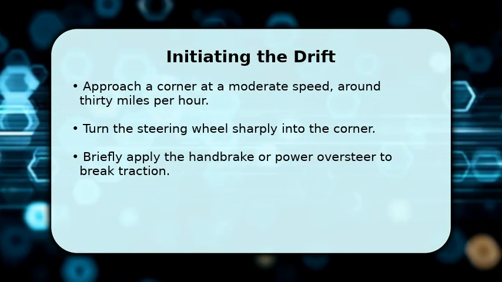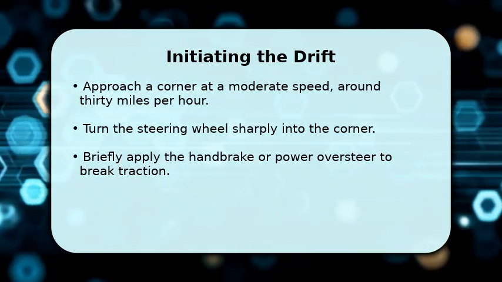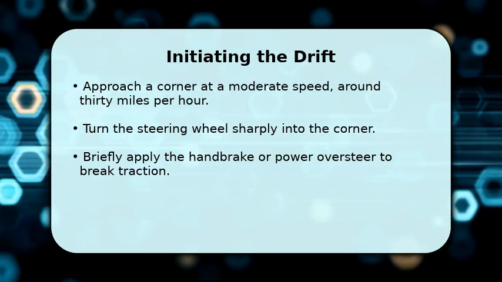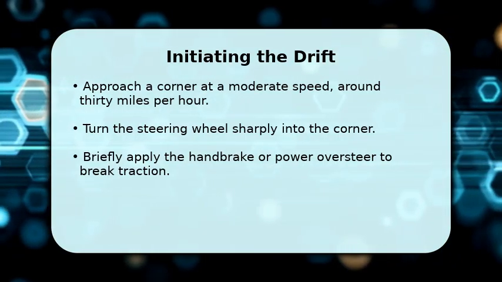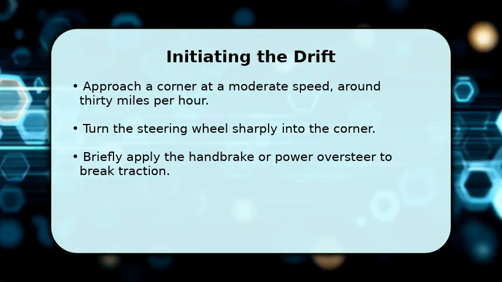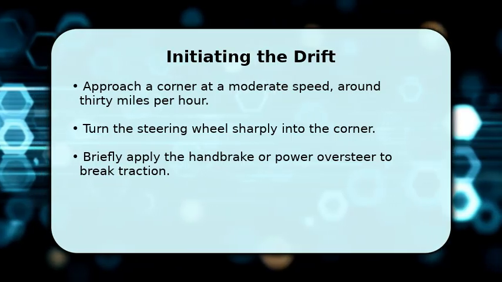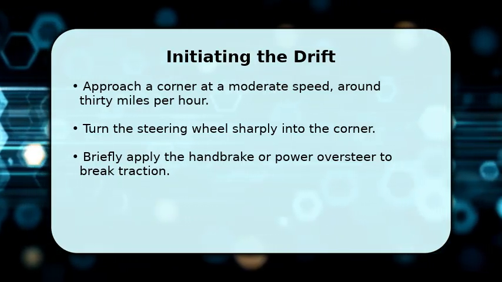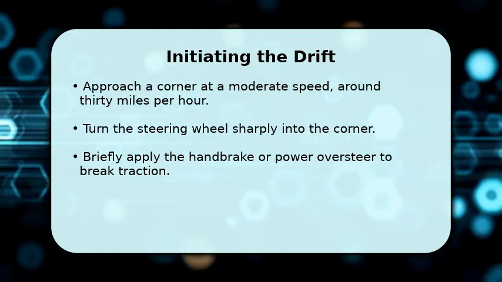To begin, approach your chosen corner at a moderate speed, perhaps around 30 miles per hour. As you enter the turn, turn the steering wheel sharply. Simultaneously, you can either briefly engage the handbrake or apply a burst of throttle to initiate power oversteer, breaking the rear tire's traction. Immediately counter-steer in the opposite direction to catch the slide and control the car's angle.